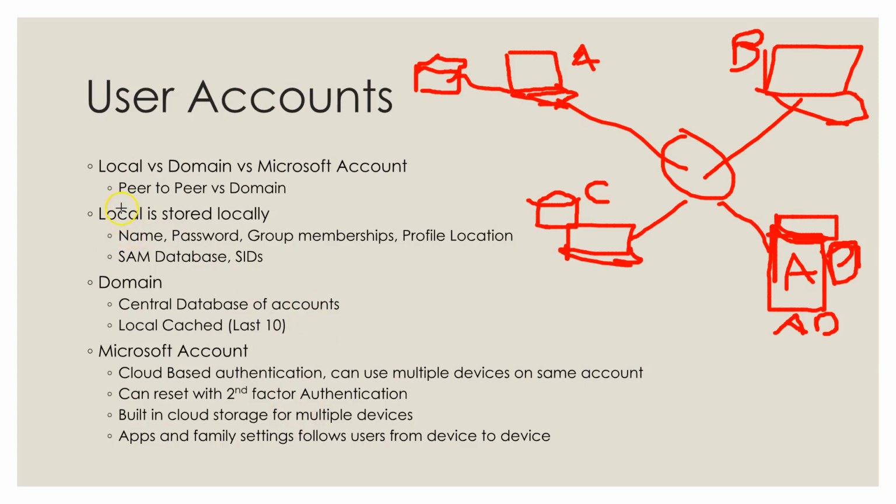All right, so in peer-to-peer, the account is stored locally. In domain, there's a central database of accounts. Part of this local storage, we have a name, a password, group memberships, and profile location. We store it in what's called the SAM database. A couple of concepts here, though. First of all, the name is not directly stored in the SAM database. We have SIDs, S-I-D.